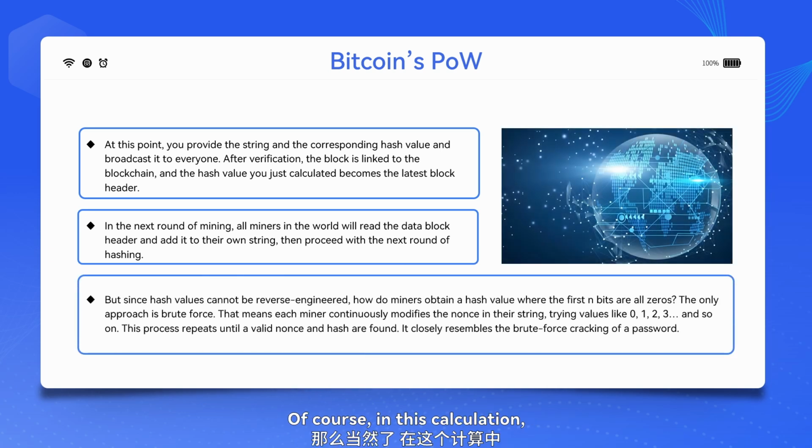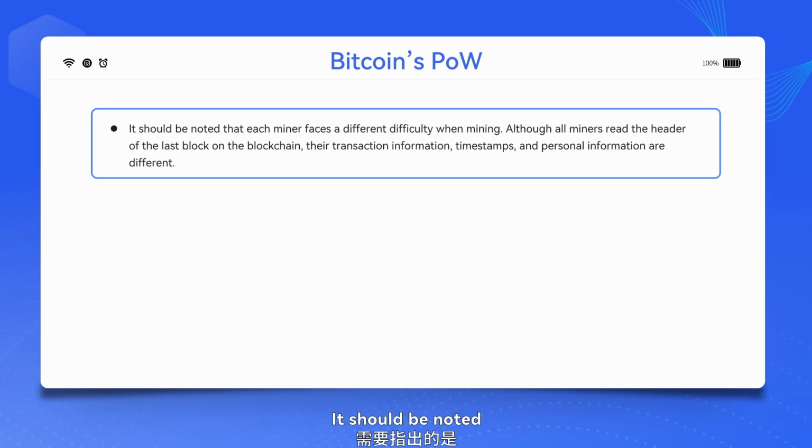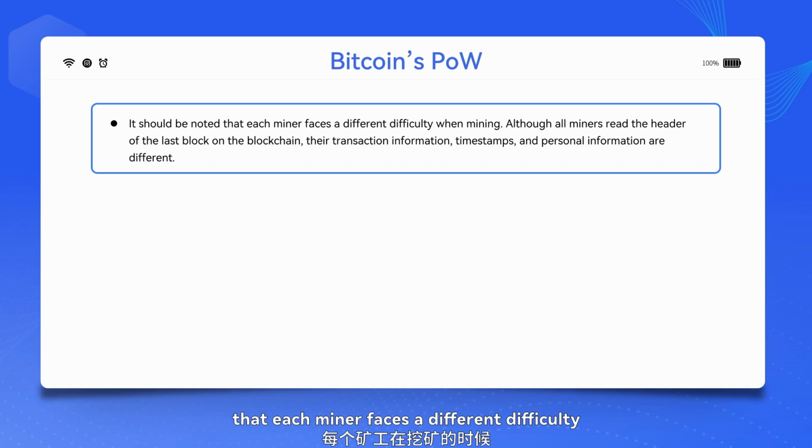Of course, in this calculation, how can one get a hash value smaller than the current value? As we analyzed earlier, hash values cannot be reverse engineered. Thus, the only approach is brute force, changing the random number continuously and testing to see if the result is smaller than the threshold. It should be noted that each miner faces a different difficulty when mining.